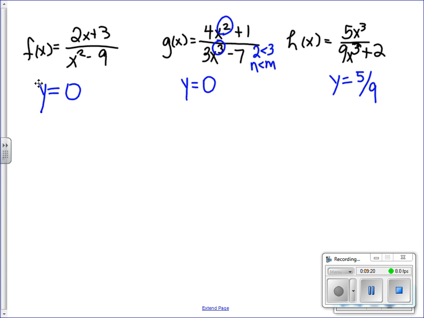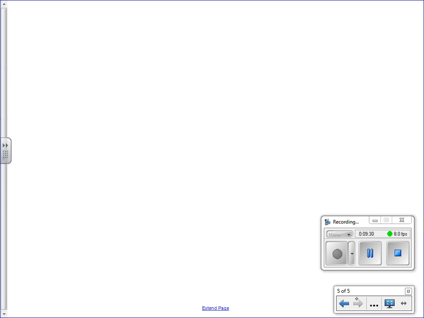Okay. So those are horizontal asymptotes. Let's talk about slant asymptotes.